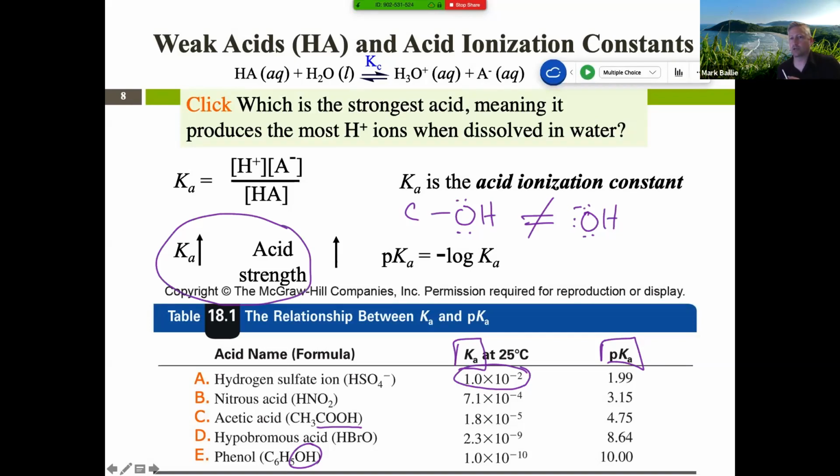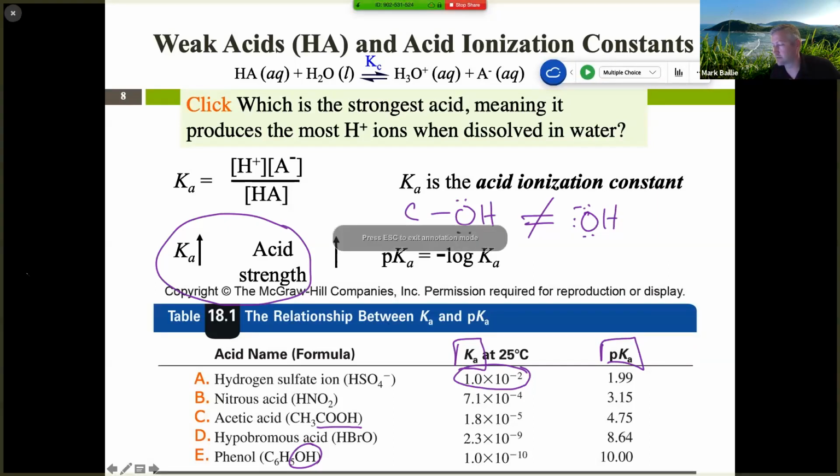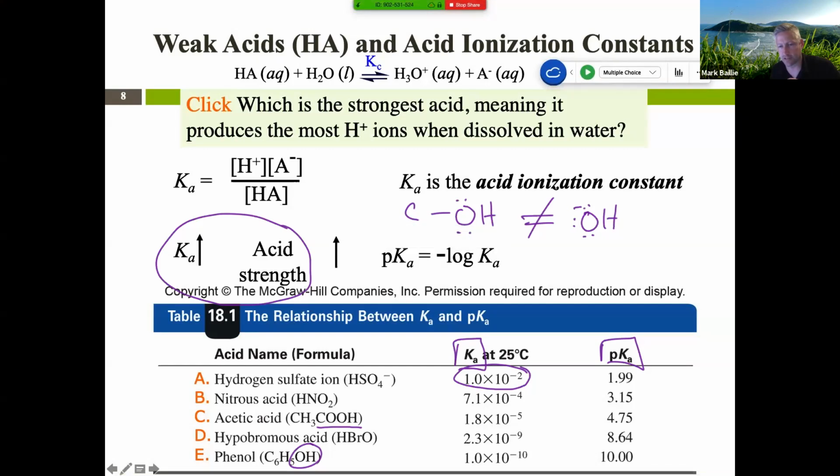And what I want you thinking about is, remember that any K value says, did I freeze? Can you guys hear me? Okay, sorry, it looked like it froze for a second.